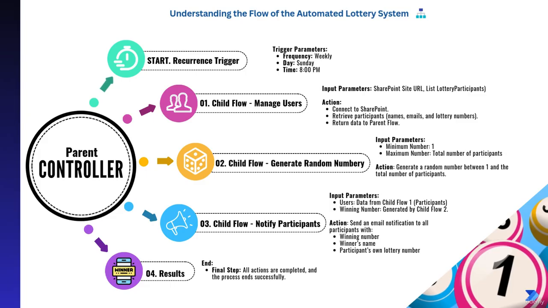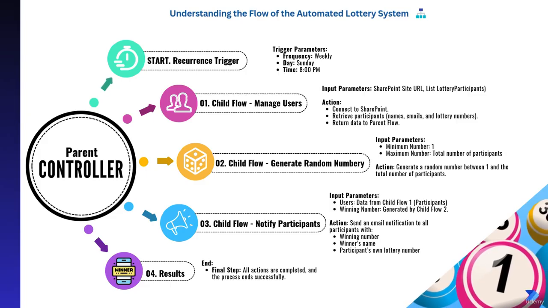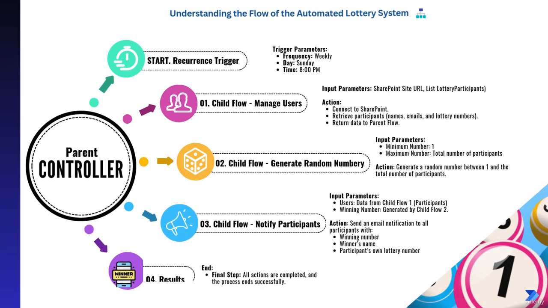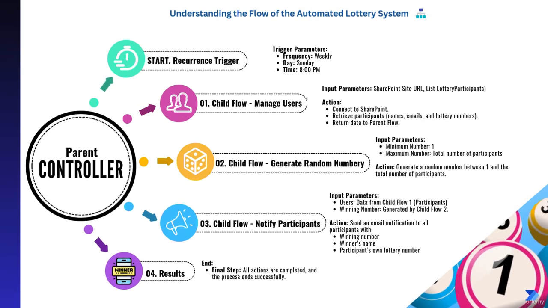In this chapter, we'll take a broader look at how the automated lottery system works as a whole. The purpose here is to provide a high-level understanding of the flow without getting into the specifics just yet. This is a recap of how everything fits together, from start to finish, and how each component interacts with the others. The journey begins with a trigger that sets the process in motion.